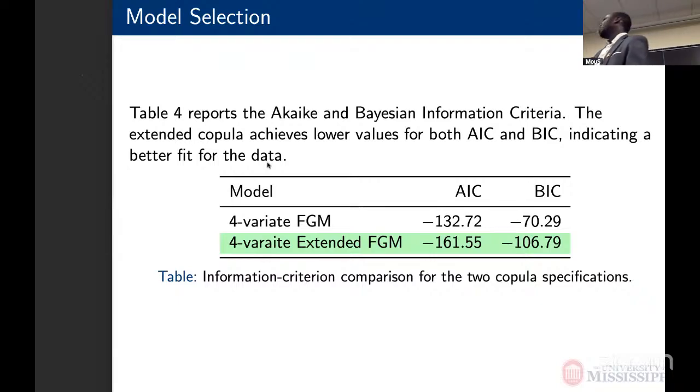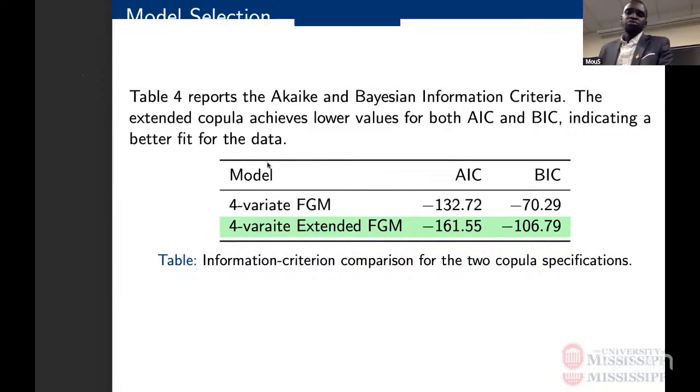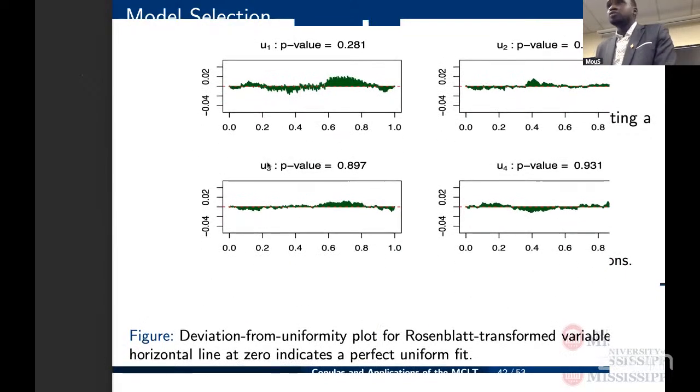But that was not enough to decide if the copula fit the data, because we can also take another model and find an AIC, but it could be maybe lower or greater. How can we make sure that it actually fits the data? There are several tests that have been established for that. The one we use here is the Rosenblatt transform.